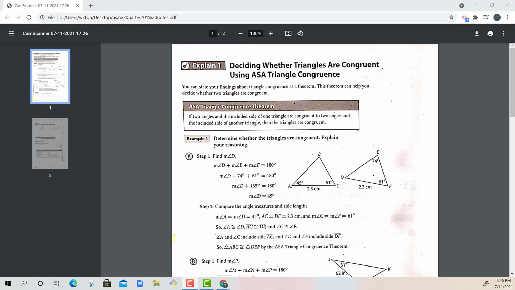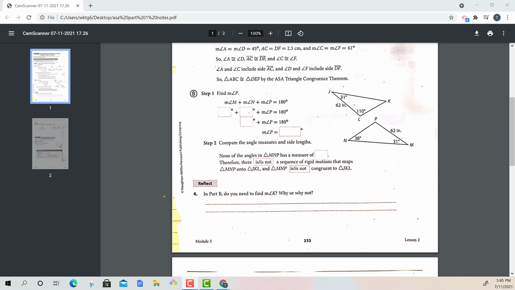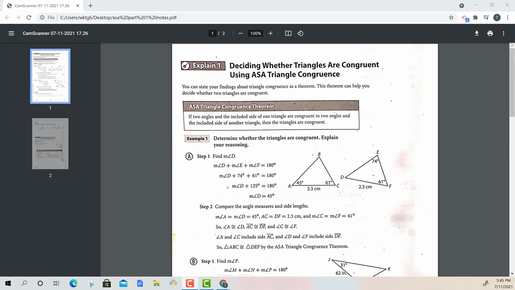All right, we are in section 5.2. This is the top of page 233. We're going to talk about angle, side, angle, triangle congruence.